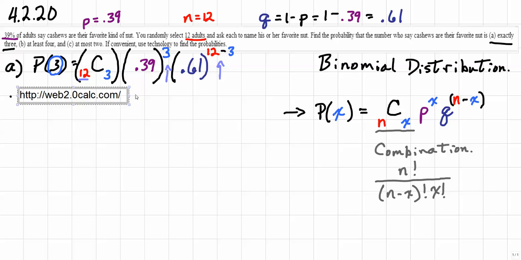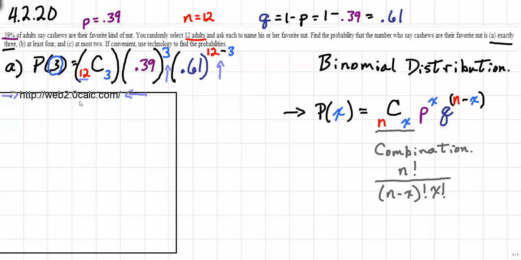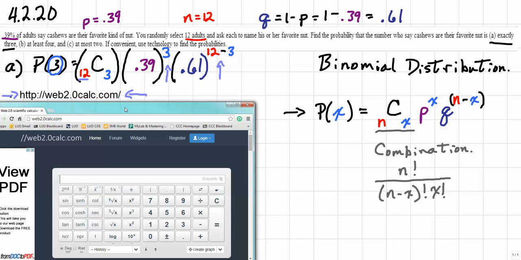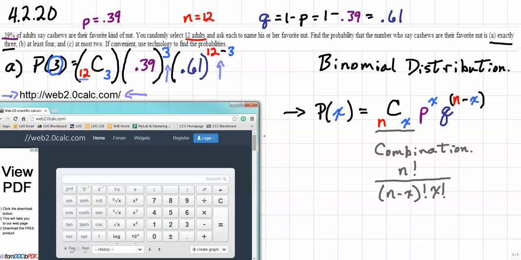So we're going to go ahead and use this calculator right here, and like I said, it is an online calculator at web2.0calc.com, and it's going to function just like any good handheld scientific calculator. We're going to start out with the nCr. For this particular problem, remember that n is 12, so I'm going to type in 12, and then click this button right here, which is nCr, and you'll notice that it puts nCr first, and then it's got 12, and then I'm going to type in 3.